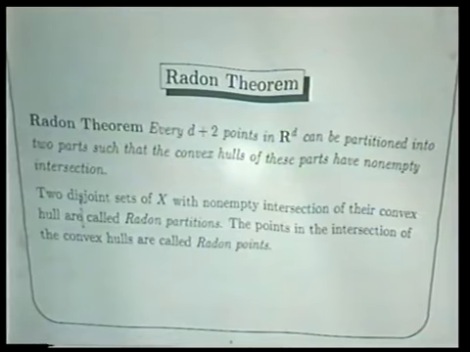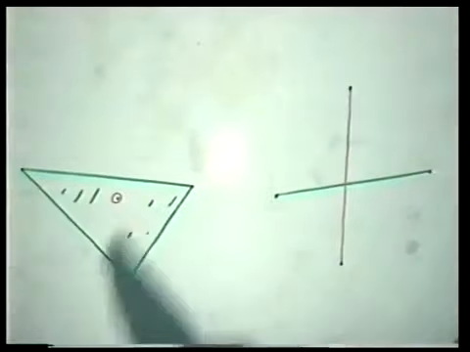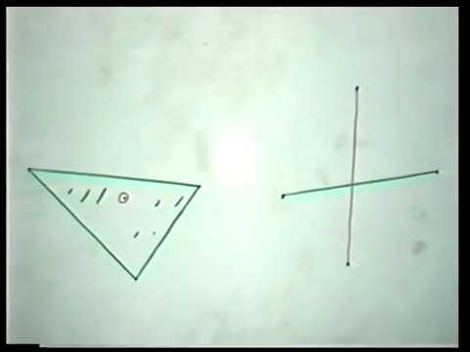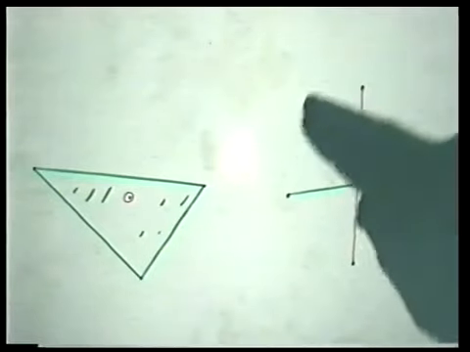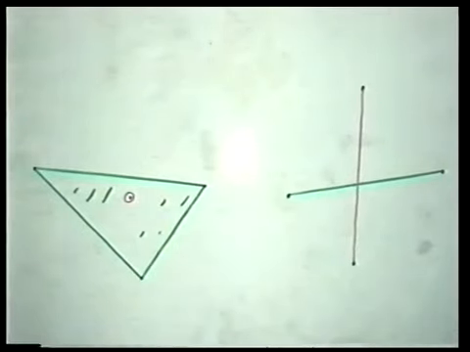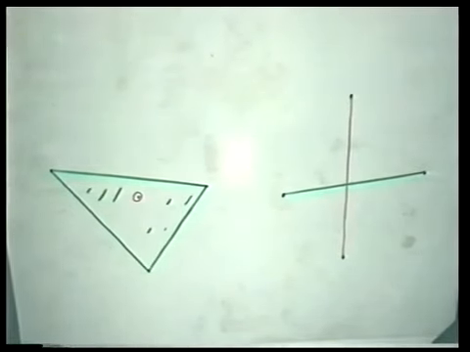So here is the situation for the plane. Here we have 3 points and 1 point which lies in the convex hull, and in this case the partition will be: one part will be these 3 points, and the other part will be this single point. If the 4 points are in convex position, then you have to partition the points according to the diagonals. And then you have a partition into 2 parts whose convex hulls intersect.